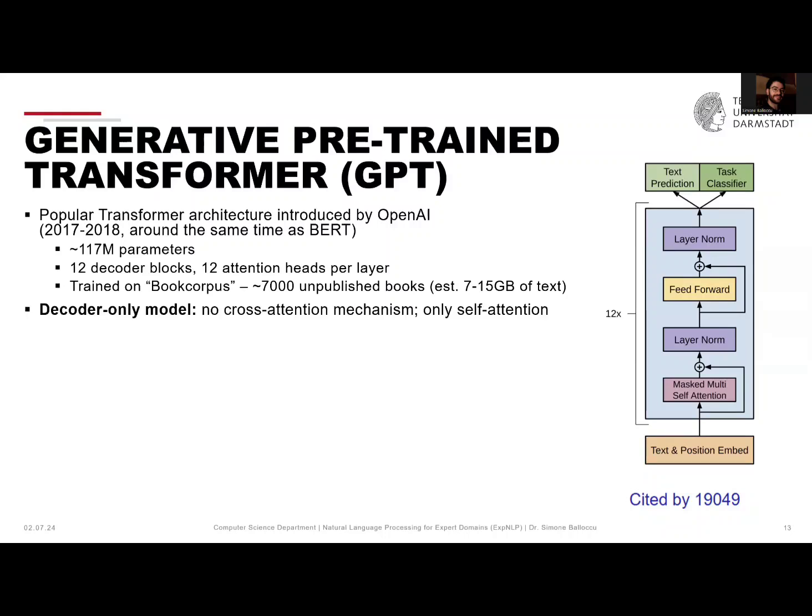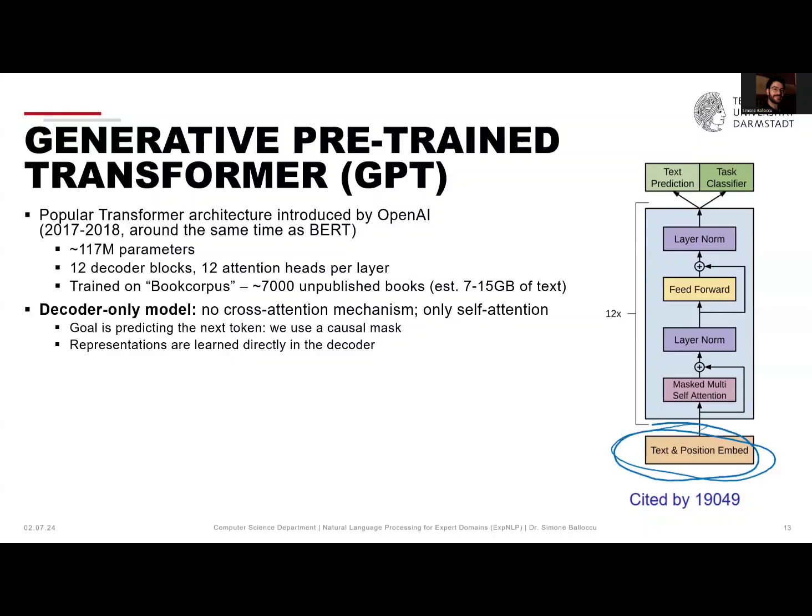So again, as we said, no cross-attention mechanism, only self-attention. And the goal is to predict the next token, so we use a causal mask for language modeling. What about the representation, because we don't have an encoder? Well, these are learned directly in the decoder. You can see here that we just attach the representation to the decoder, and that's how we train them. Does it work? Well, we'll see in a bit.